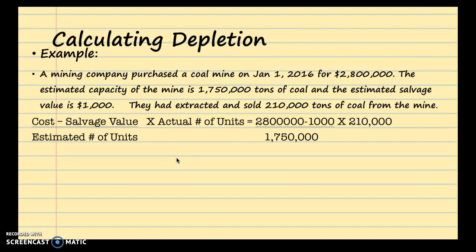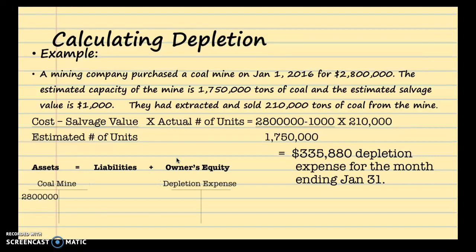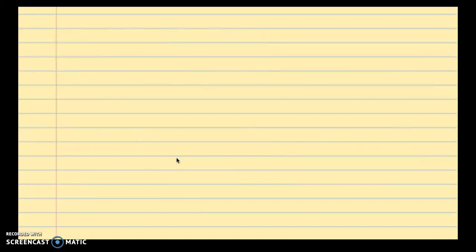To find depletion, you subtract the salvage value from the cost and divide that by the estimated number of units, and then you multiply this number by the actual number of units. When you plug the numbers in, you find that the depletion expense for the month ending January 31st is $335,880. To recognize this expense, you must credit the asset and debit the expense account.